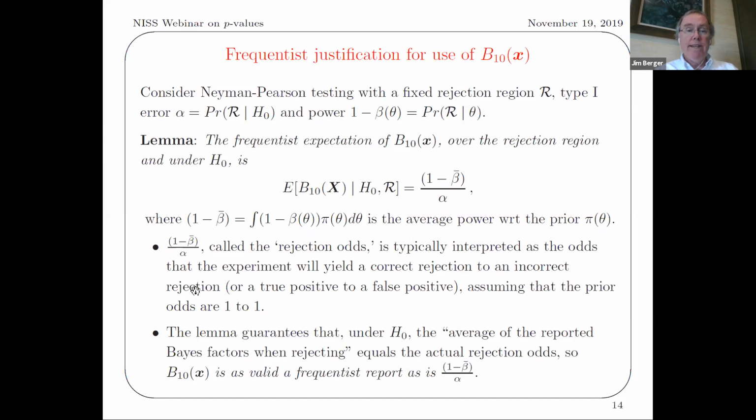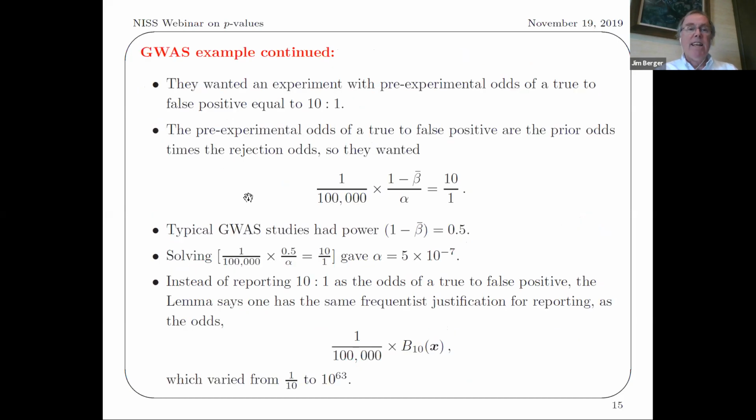So this is what they actually did in the GWAS study. They wanted an experiment with pre-experimental odds of 10 to 1. They had average power of 0.5. They're solving for alpha. And they had the prior odds of 1 to 100,000. So they solved this equation, and they got alpha of 5 times 10 to the minus 7th.